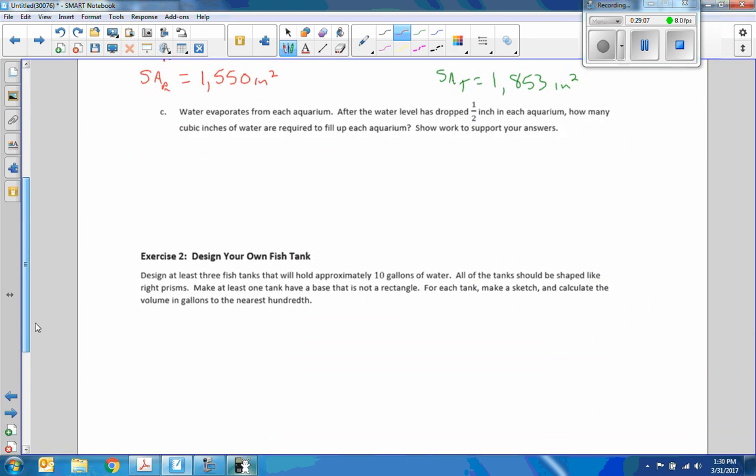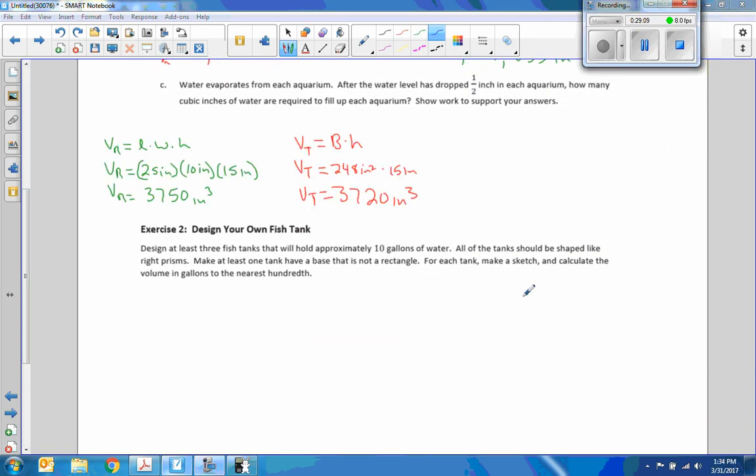And this goes on. I'm going to pause for a minute. Okay, I investigated this problem a little bit, and it says that water evaporates from each aquarium. After the water level has dropped 1/2 inch in each aquarium, how many cubic inches of water are required to fill up each aquarium? Show your work to support your answer.